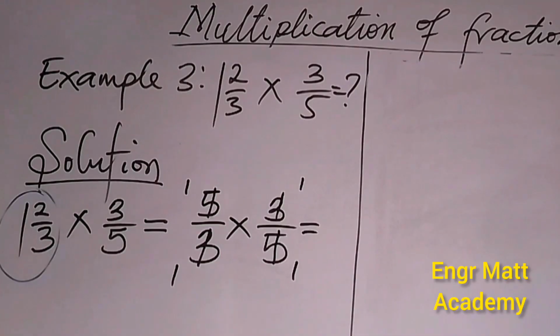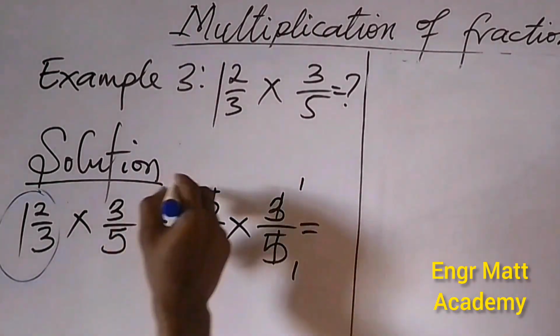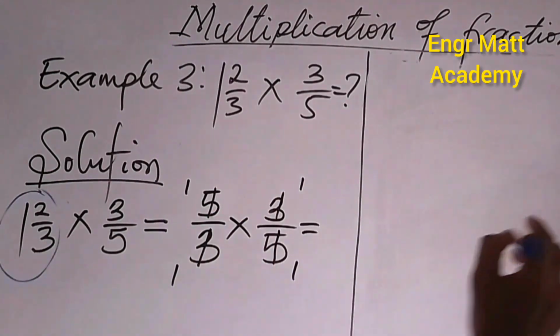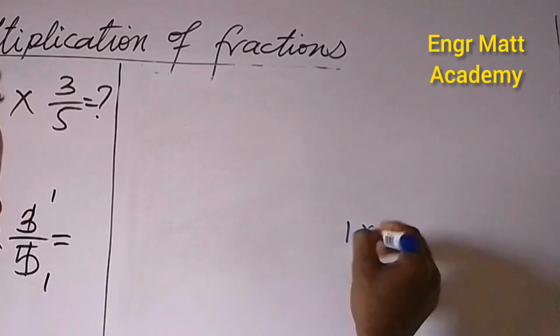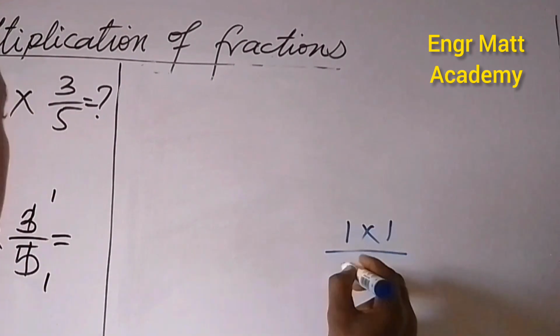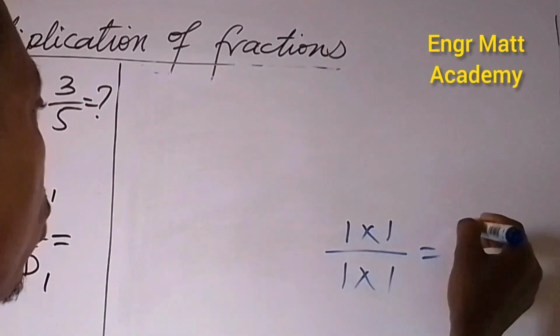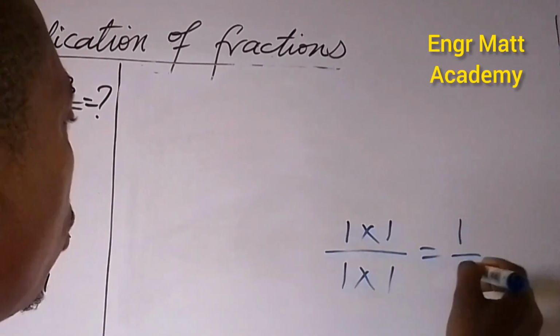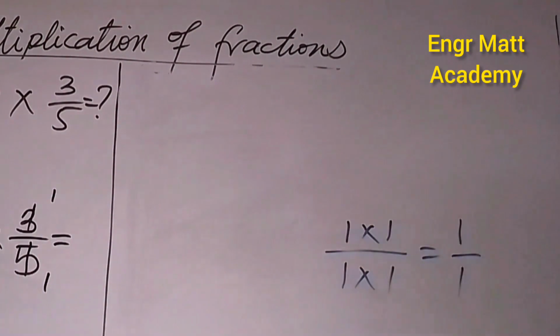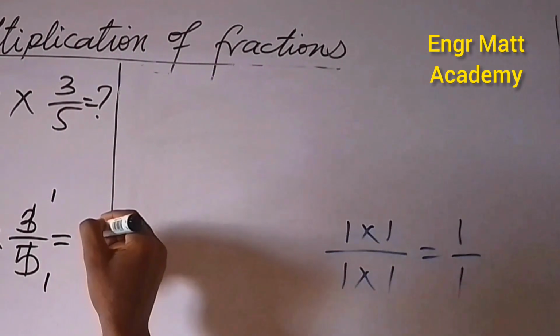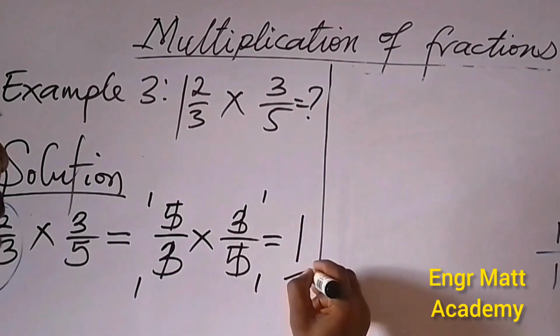In essence, we now have 1 times 1 over 1 times 1. And when we do this, 1 times 1 will be 1, 1 times 1 will be 1. However, in mathematics, we don't write 1 over 1. Whenever we have a situation like this, we just say 1, and that is the answer.